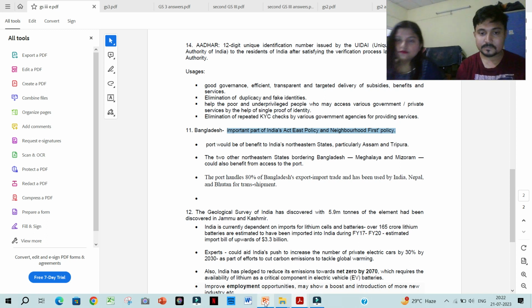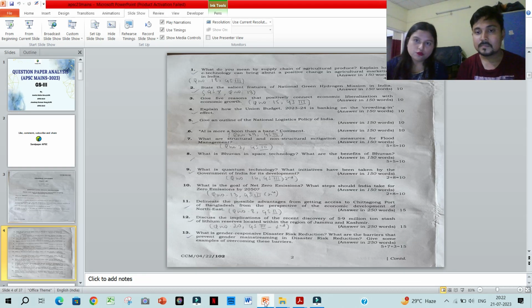Okay. The basic thing is, when such a question comes, we can have a very simple way of thinking. In the question we see: possible advantages from getting access to Chittagong port of Bangladesh. So if by chance you forget whether this is part of Act East policy or our neighborhood first policy, if you do not use these words, which are called the keywords, like Act East and neighborhood first, then definitely you are not going to get very good marks.